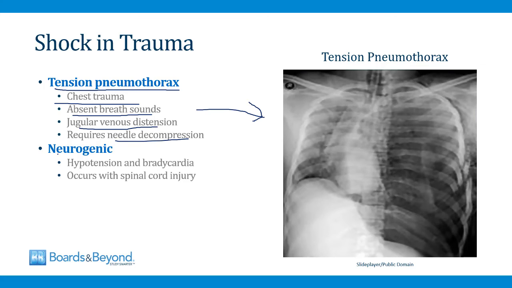And then lastly, neurogenic shock is a form of shock that occurs in patients with spinal cord injuries. I talk about this in the video on spinal trauma. This happens because of damage to the autonomic nervous system and the nerves that are associated with that system, and this leads to hypotension and bradycardia.